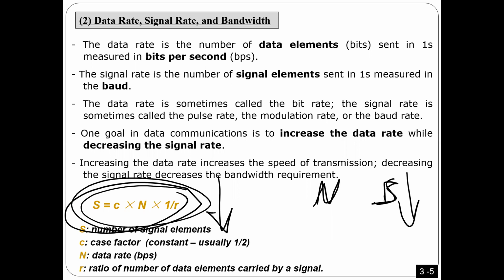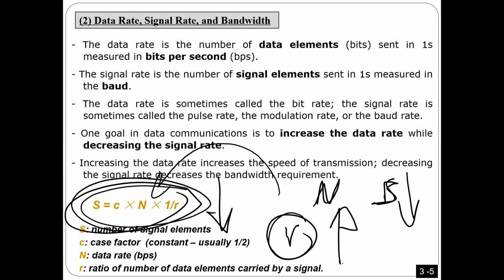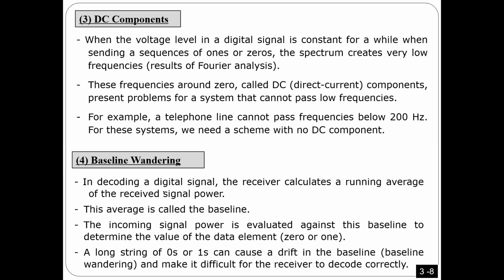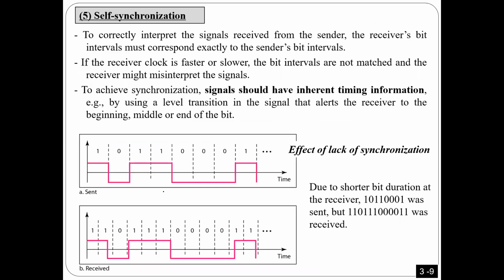As I started to do last time, for every encoding scheme, you need to calculate R. And actually, the higher the R is, the better. You can see here, higher R means a smaller signal rate. Also, I talked last time about DC component and baseline wandering. If your encoder is good, it should not have DC component, it should not have baseline wandering, and it should have self-synchronization.